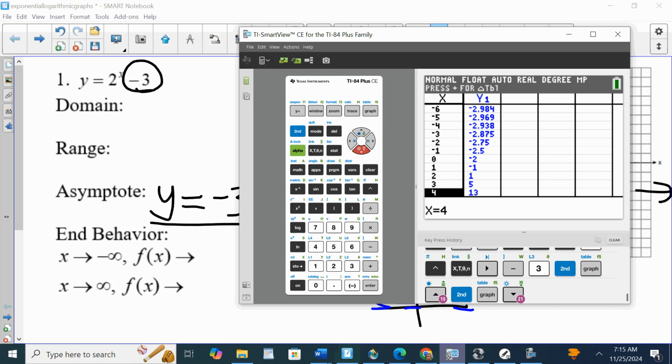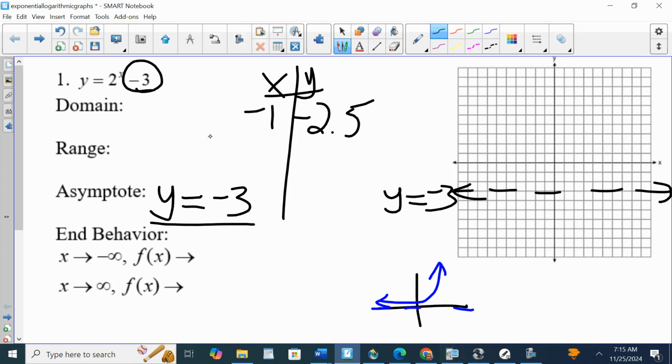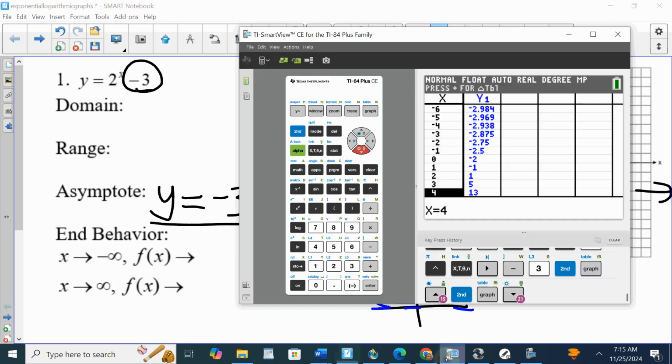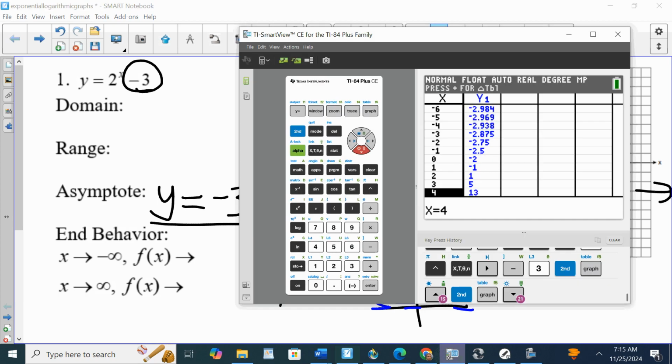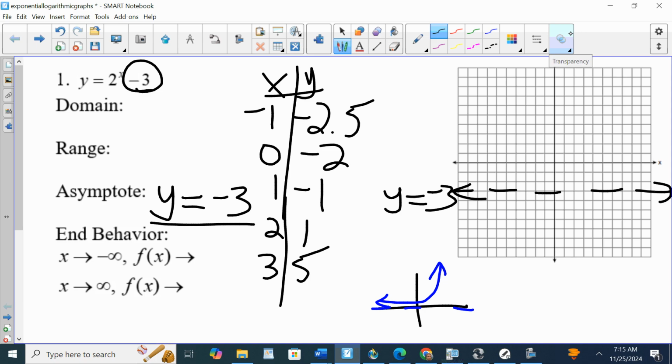I'm not going to do these weird decimals. I'm going to do 0, negative 2. 1, negative 1. Any nice point that's going to fit on the graph. I've got 2, 1, 3, 5. 4, 13 is not going to fit on my graph, so I'm not going to plot it. If I had a bigger graph and it fit, then I would. So I've got negative 1, negative 2.5, 0, negative 2, 1, negative 1, 2, 1, 3, 5.